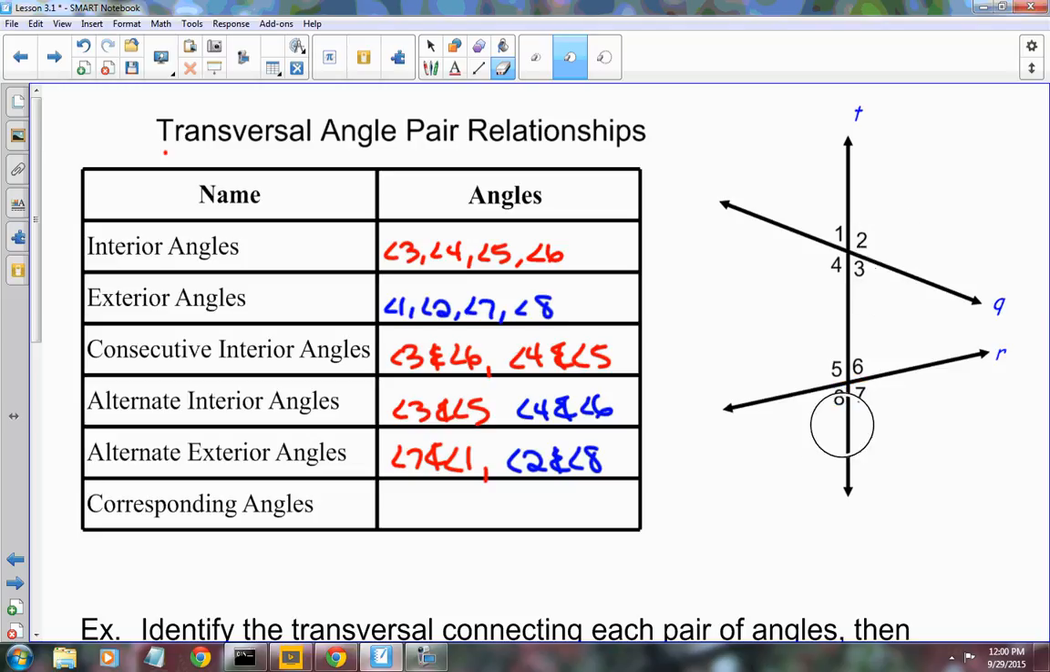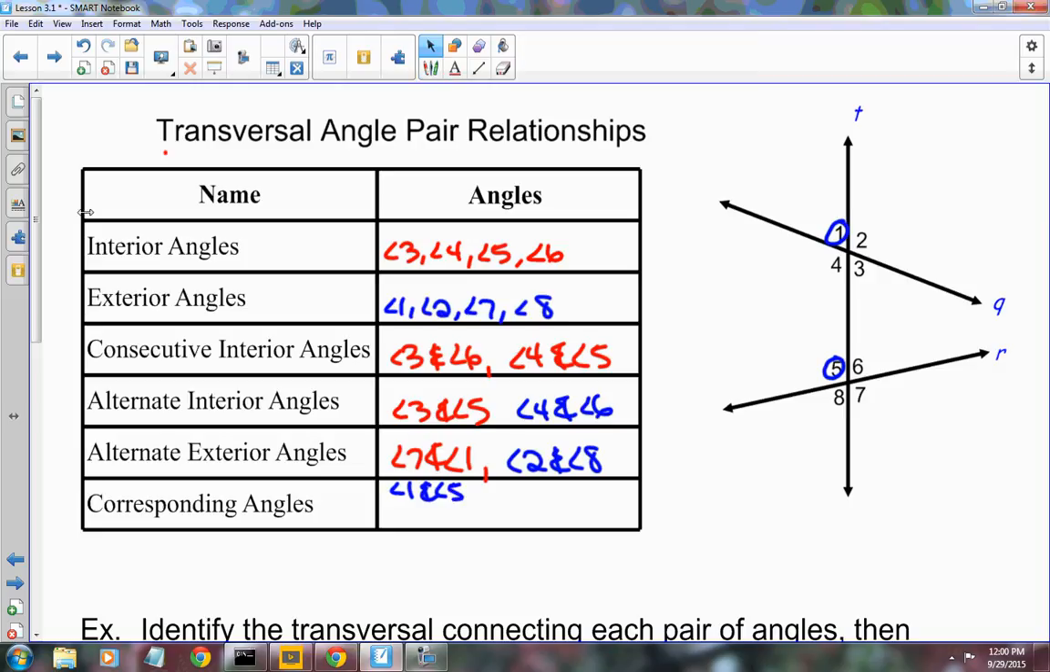Okay, and then lastly, we have our corresponding angles. Now, corresponding angles, for whatever reason, tend to be the ones that are hardest for people to see. But they correspond. They're in the same location in regard to the lines and the parallel line. For example, 1 and 5 is one pair. Okay, that's corresponding. They're both on the left side of the transversal above the line. Okay, so to the left and above. So that would be angle 1 and angle 5.